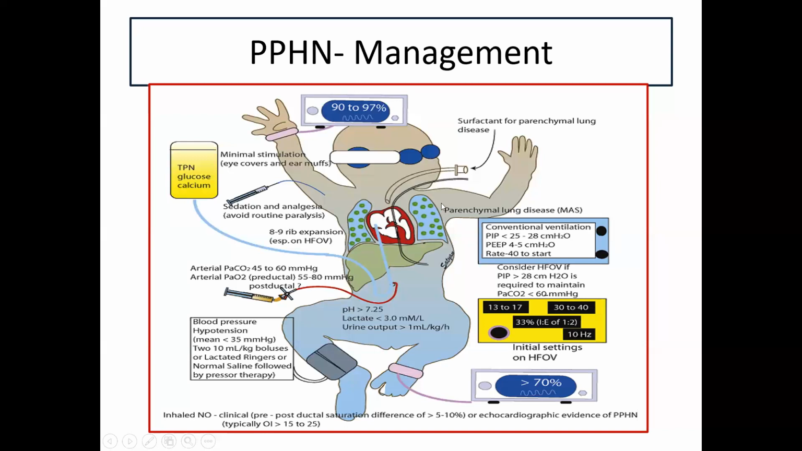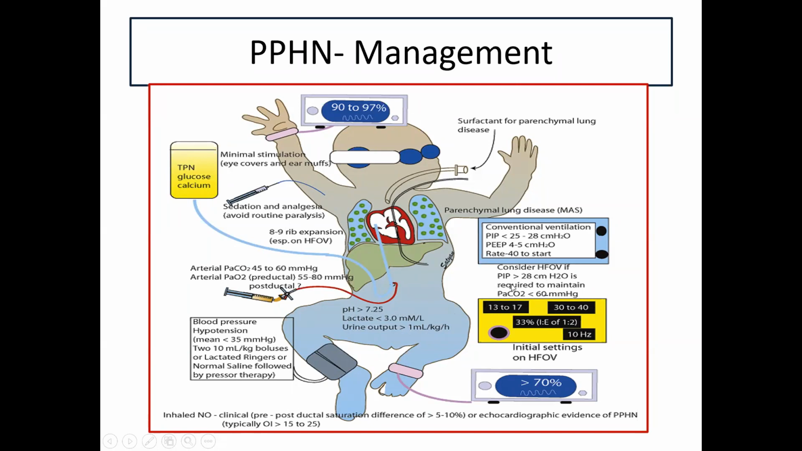Now, in addition to the specific management for the underlying lung disease, the primary focus in PPHN in terms of supportive care is to minimize pain and stimulation, providing optimal nutrition, maintaining normal or optimal levels of PaO2 or saturation, targeting 90 to 95% preductal, and arterial PaCO2 of 45 to 55, max 60 millimeters of mercury, optimizing the blood volume and perfusion as measured by normotension, normal urine output, and lactates less than 3 millimoles per liter with a pH of more than 7.25 to 7.3.